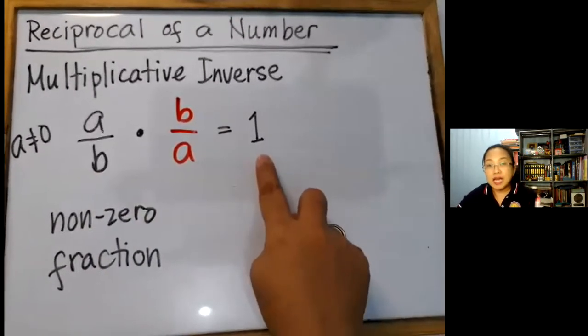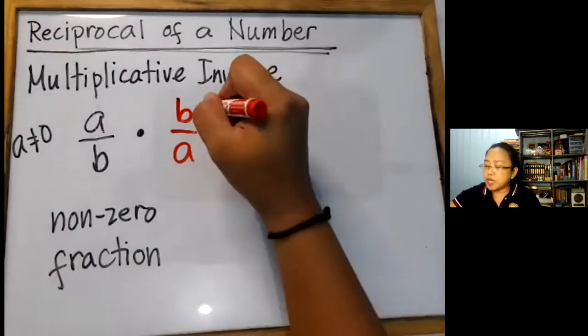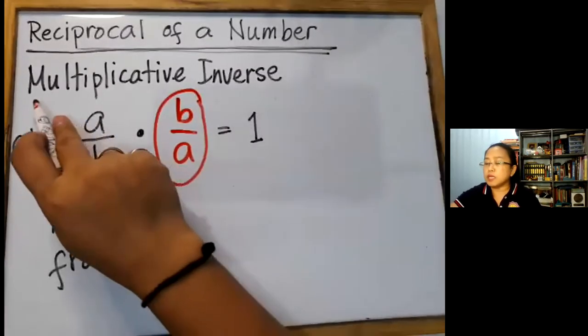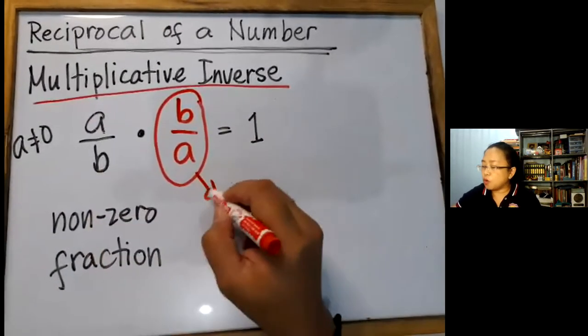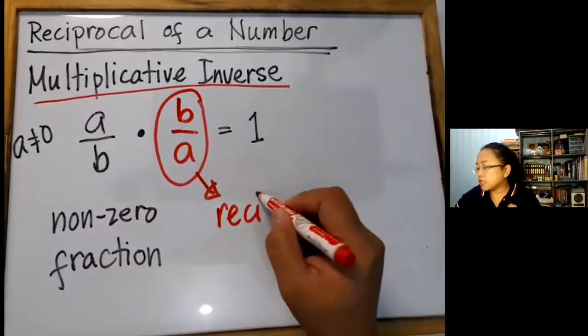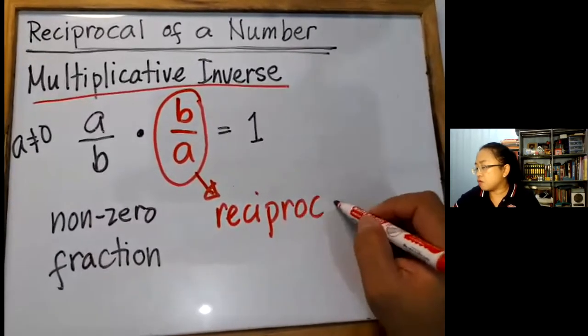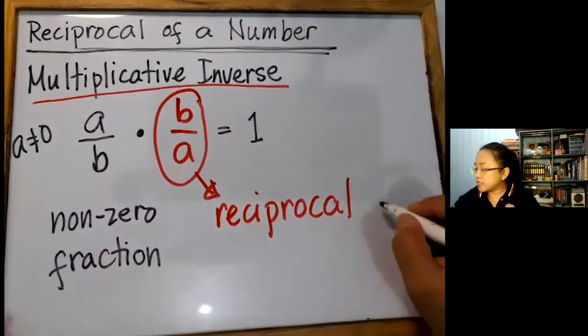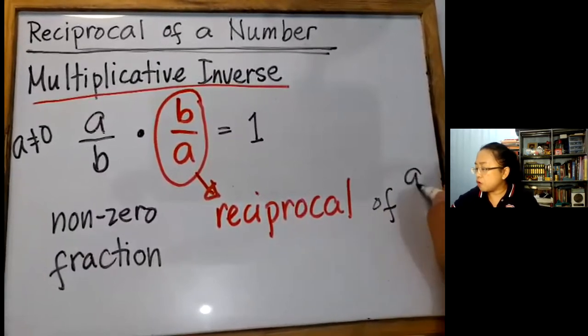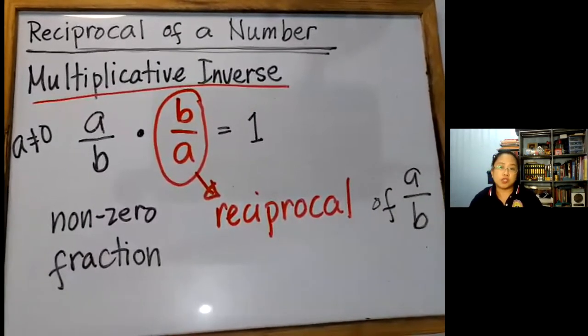In that case, B over A is what we call the multiplicative inverse of A over B, or what we call, in short, the reciprocal of A over B. Okay? Yan yon. So, B over A is the reciprocal of A over B. Yung given fraction natin kanina. Okay? So, multiplicative inverse, reciprocal, they mean the same thing. Pareho lang sila.